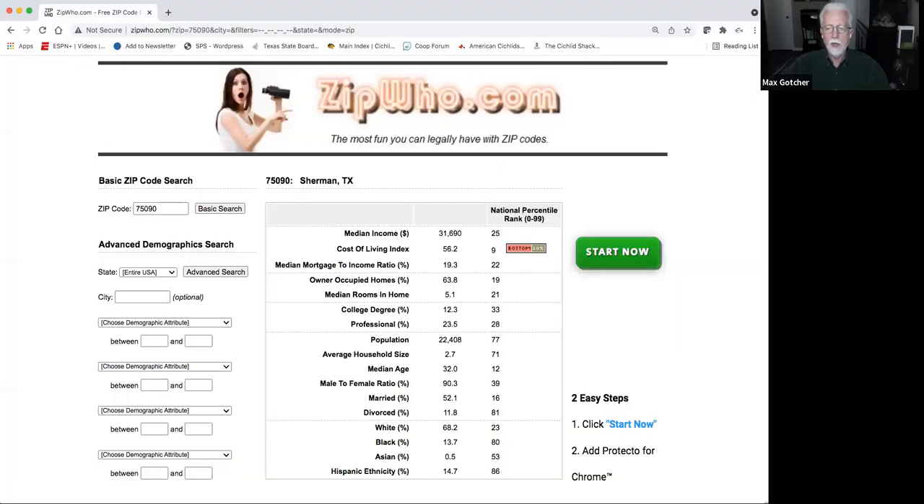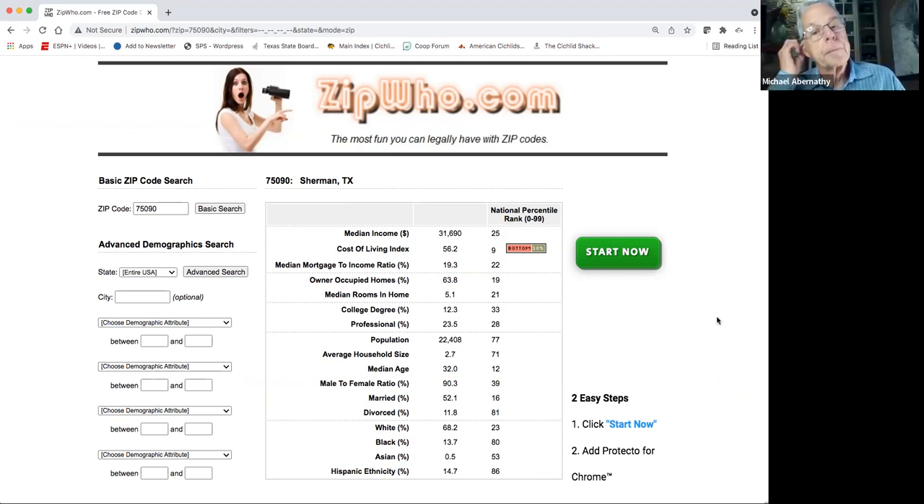We use a site, I'm going to share my screen here. We use a site called zipwho.com. And if you put in a zip code, this is what you'll find. And, you know, it's pretty basic information, but at the same time, still very important information.